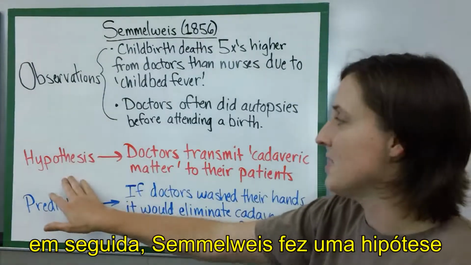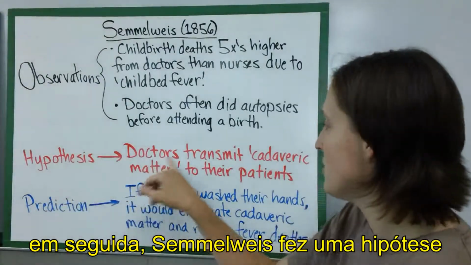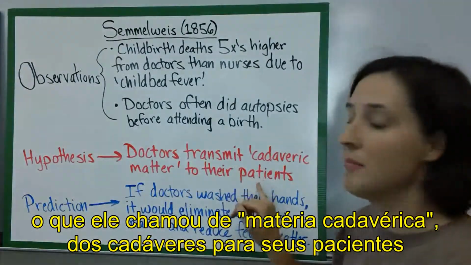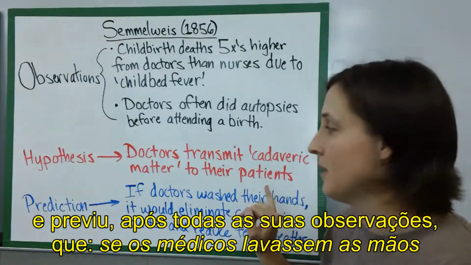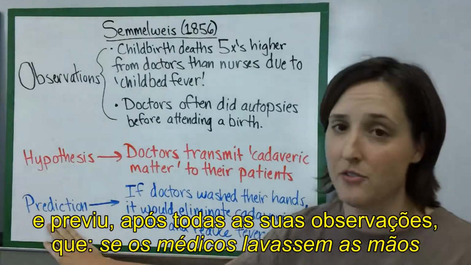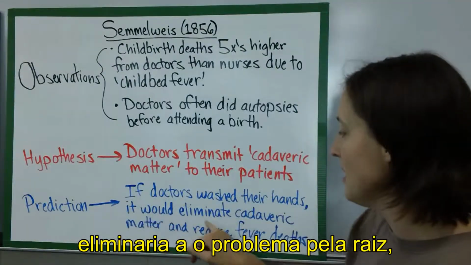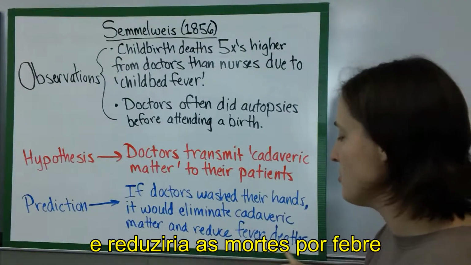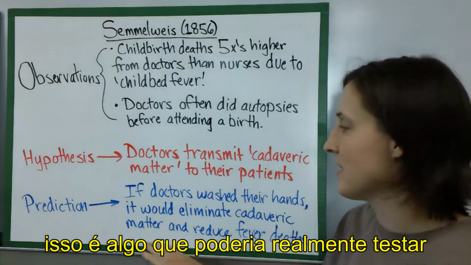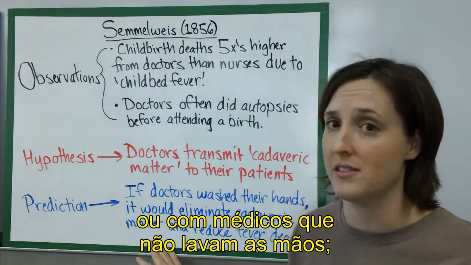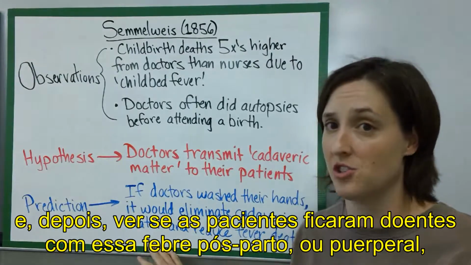The next thing he did was he made a hypothesis. He said that doctors transmit what he called cadaveric matter from the corpses to their patients. And then his prediction, after all he made these observations, was that if doctors washed their hands, it would eliminate cadaveric matter and reduce fever deaths. So this is something that he could actually test. He could have doctors wash their hands or not wash their hands, and then see if the patients got sick with this childbed fever.